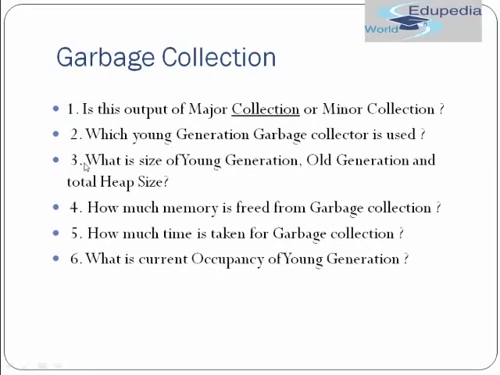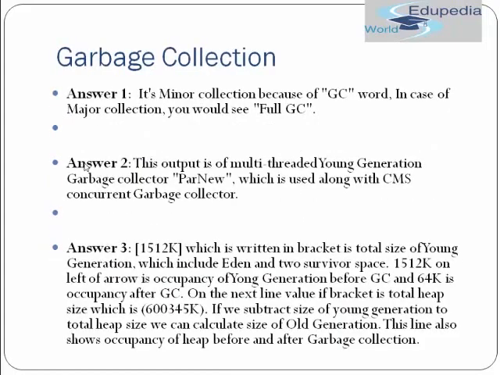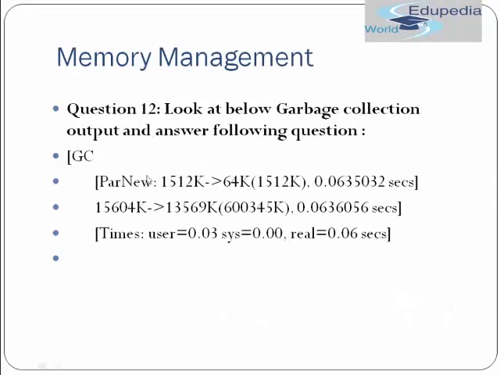Okay. Second is, which young generation garbage collector is used? I think you will be able to guess that from seeing the output. Well, the output is of the multi-threaded young generation garbage collector, which is ParNew. Since the ParNew keyword was used, we are able to guess that it's the multi-threaded ParNew, which is used along with the CMS concurrent garbage collector. So the ParNew keyword is there.